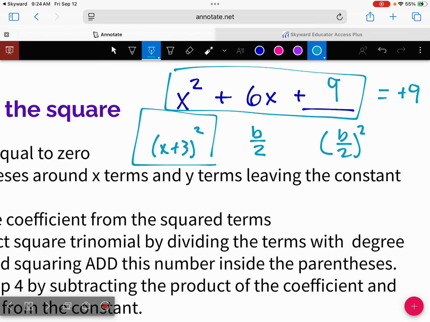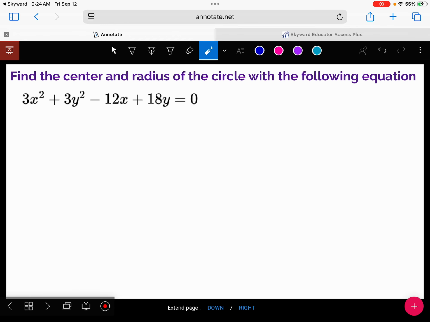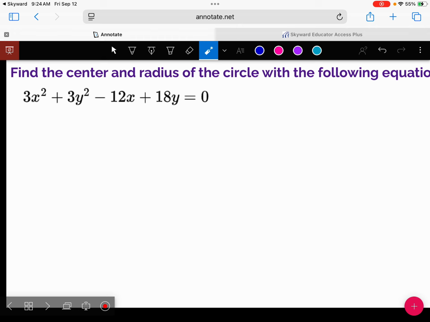That's what we're going to do. We're going to put our x's together and figure out what we need to add. And then we're going to put our y's together and figure out what we need to add. So I'm going to take it back over here. So first thing I'm going to do is rearrange this.